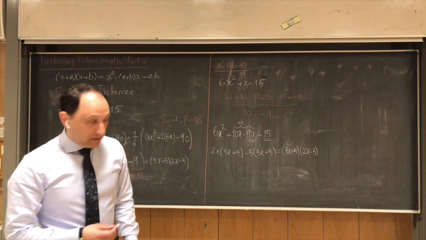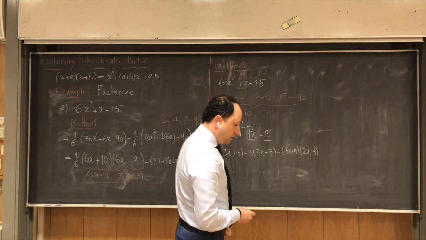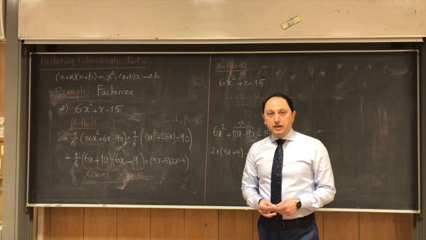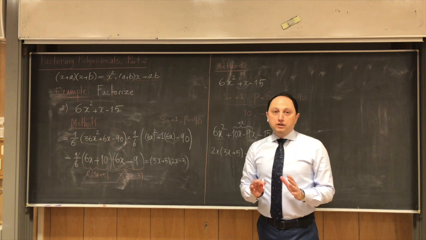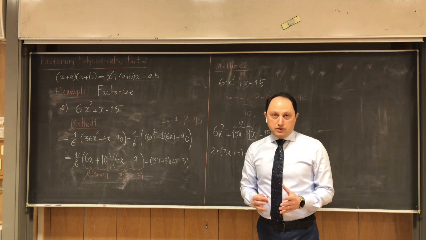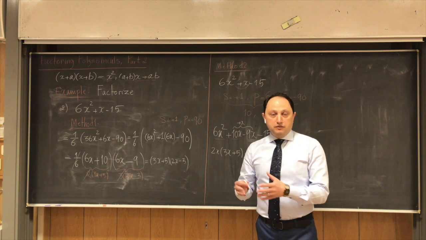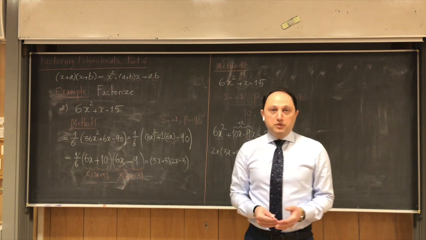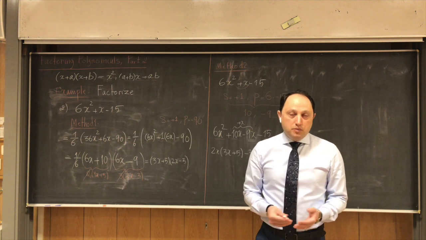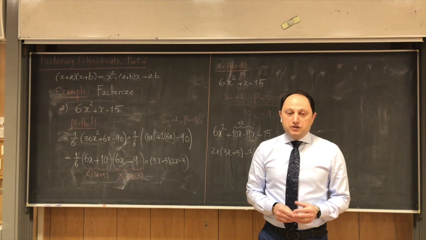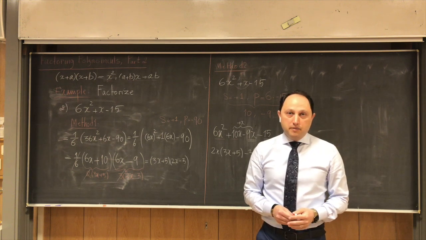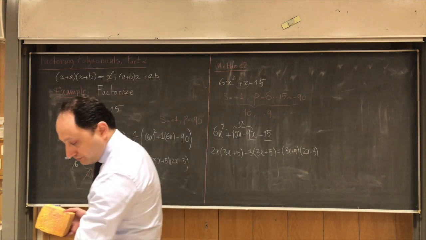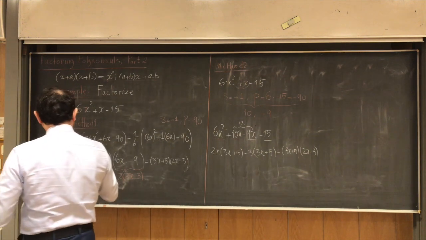Okay, but if you have noticed, all the methods that I described here somehow rely on your ability to guess two numbers with the given product and with the given sum. But of course, if the numbers are quite big, it's not possible to do it just by guess, okay? So for example, what happens if I give you something like this?